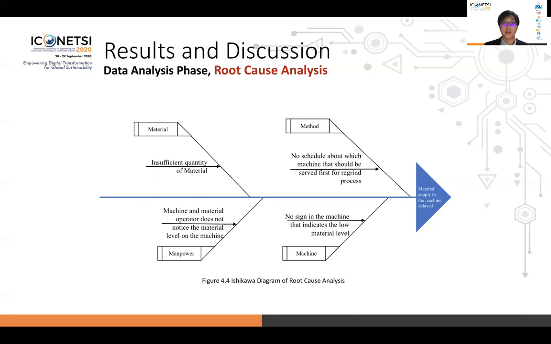There's insufficient quantity of material. From the method category, there is no schedule about which machines should be served first for the regrind process. From the machine category, there is no sign on the machines that indicates a low material level. And from the manpower category, the machine and material operators don't notice the material level on the machines, which all leads to the main problem of delayed material supply to the machines.